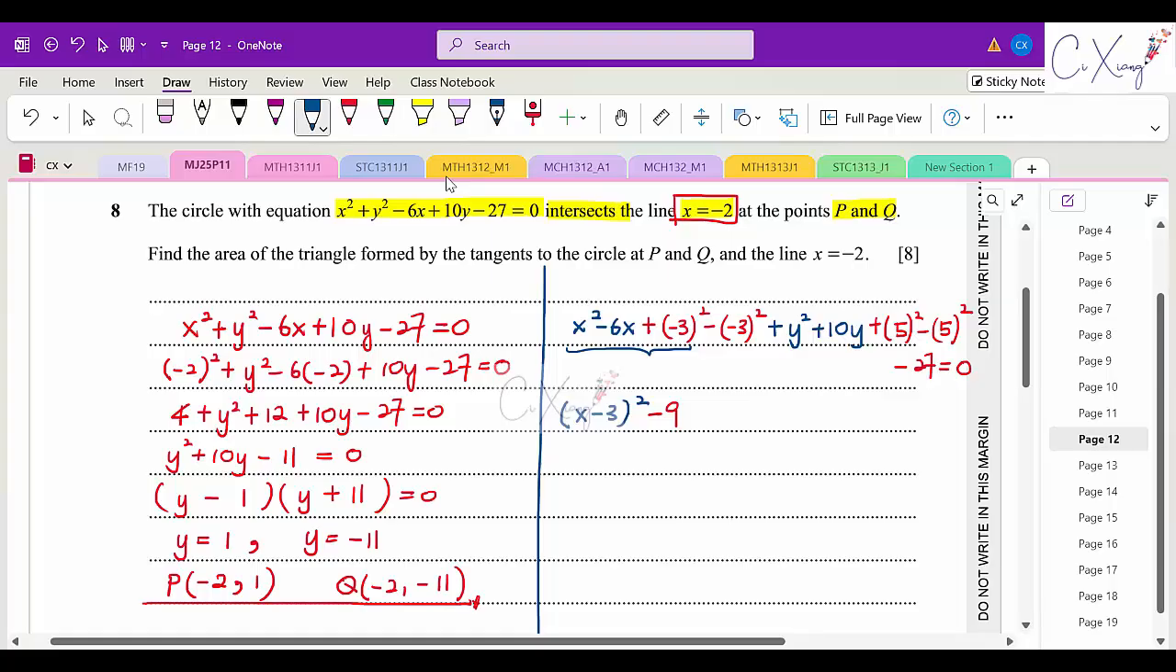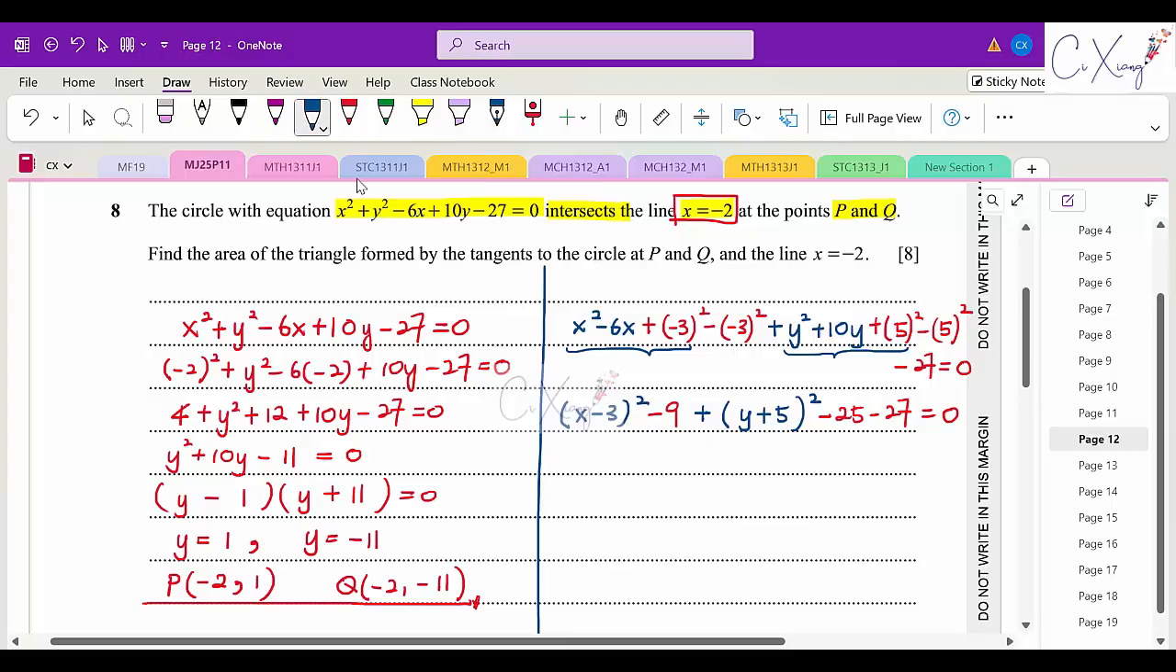Same thing happens for the part of the y. For the first 3 terms here, you combine it, become a big bracket with a square outside. So first and the third term, right, become y plus 5, then with a square outside. Then minus 5 square is 25, minus 27 equals to 0.